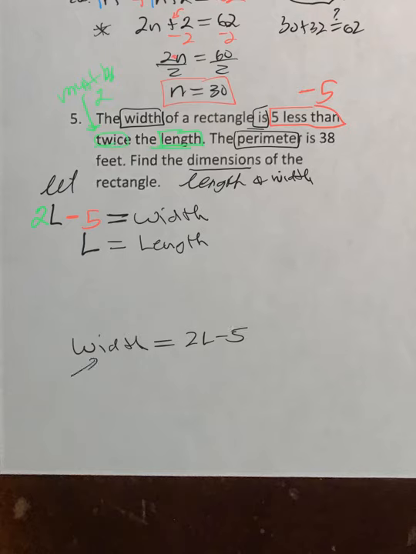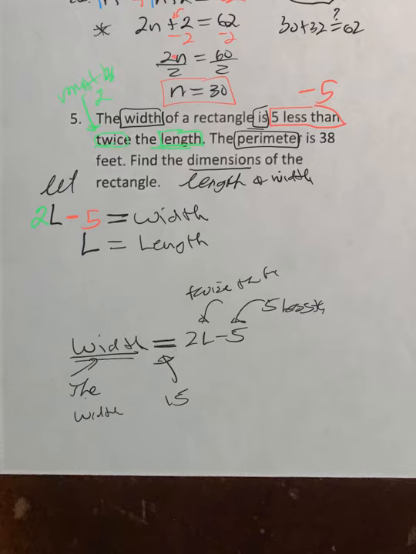So the width is, equal sign, 5 less than twice the length. So again, the width is 5 less than twice the length, right? Okay.